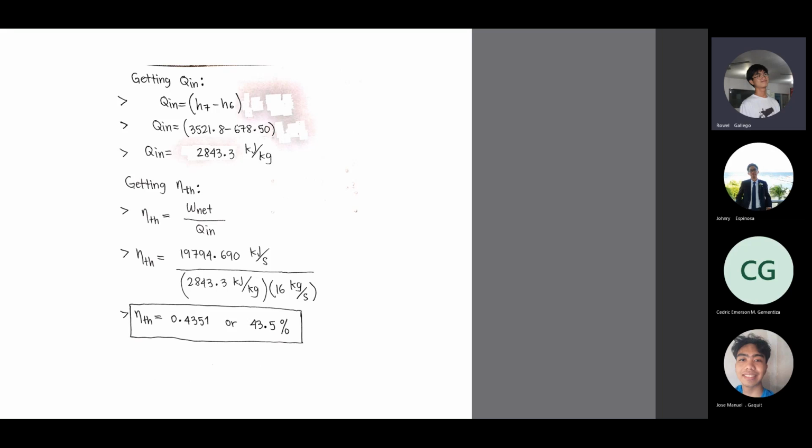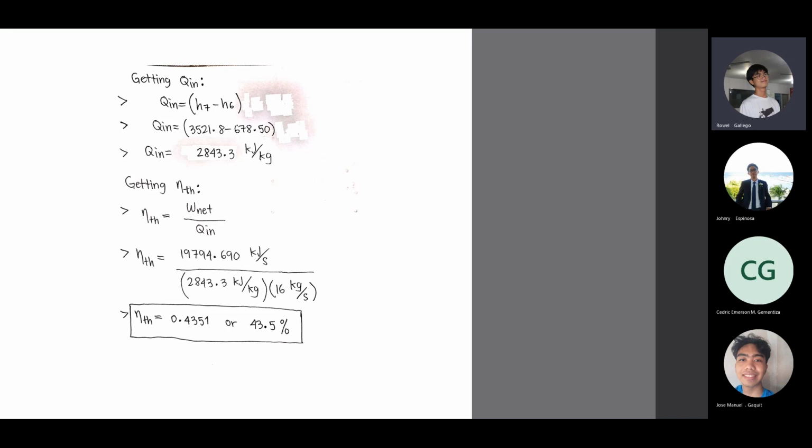And we solved already for these enthalpies. So we have H7 is 3521.8, and our H6 is equal to 678.50. Now plugging in, we have the energy input at the boiler is equal to 2,843.3 kilojoules per kilogram.